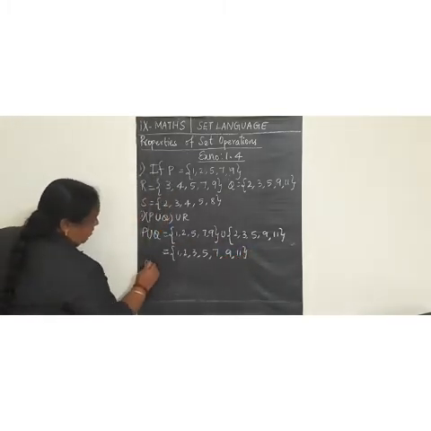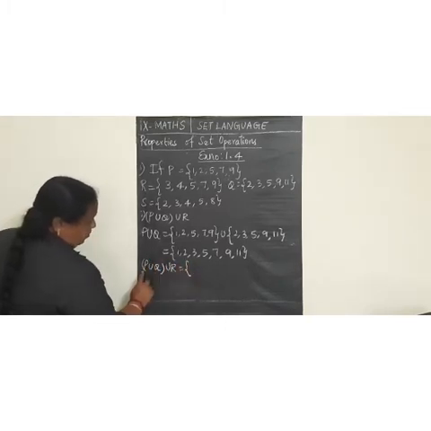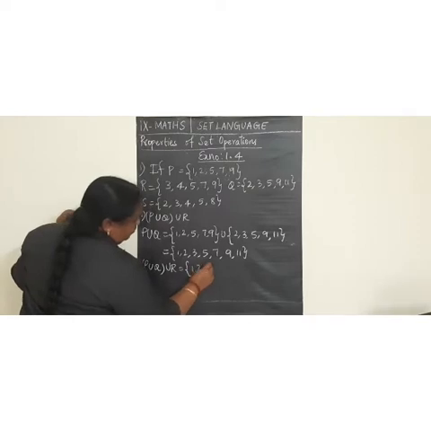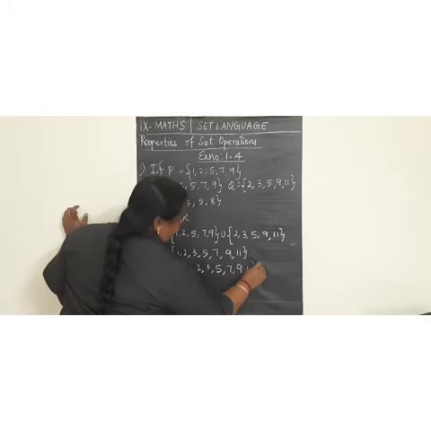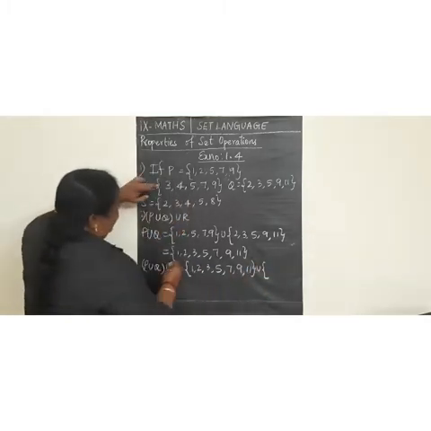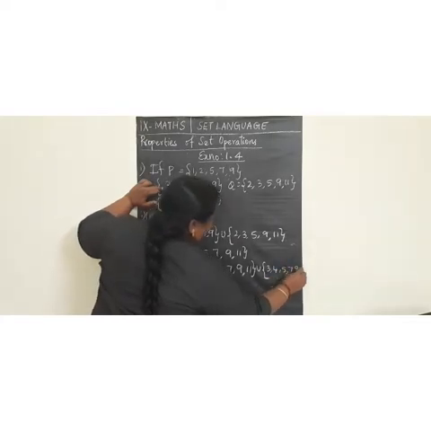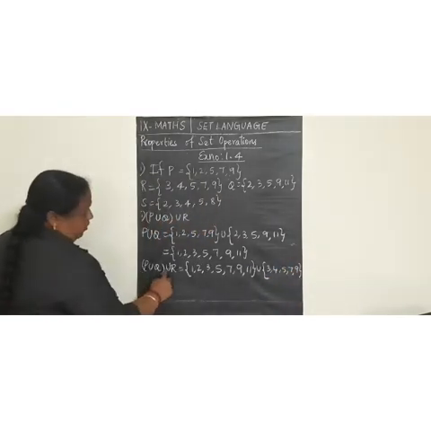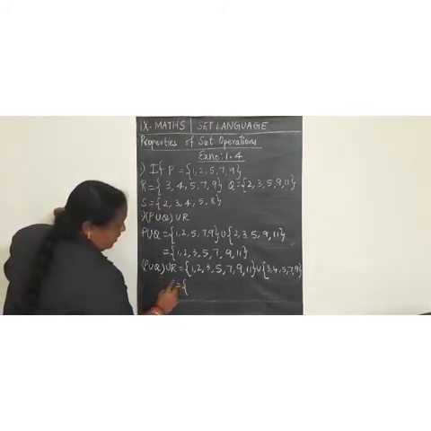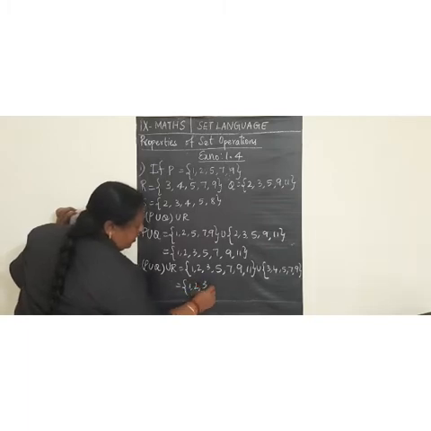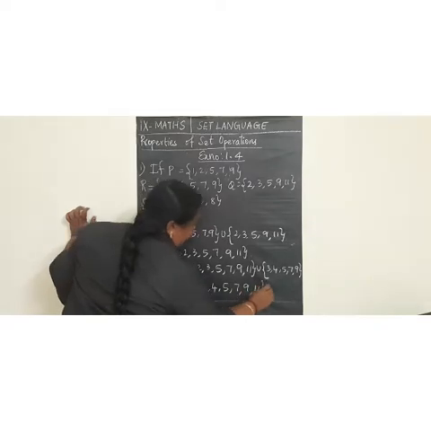Next we have to find P union Q union R. First we write P union Q: 1, 2, 3, 5, 7, 9, 11 union R. What is the R here? 3, 4, 5, 7, 9. So for P union Q union R, we combine both and write it. P union Q union R is equal to 1, 2, 3, 4, 5, 7, 9, 11.